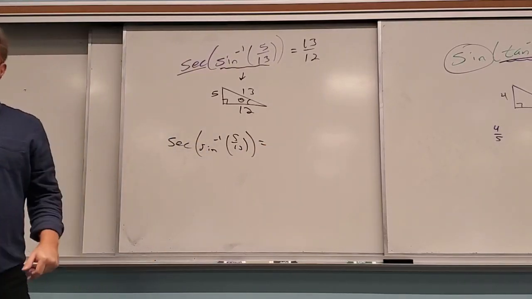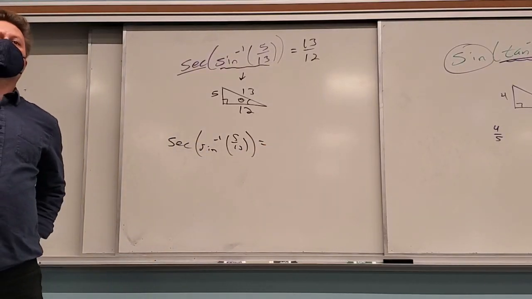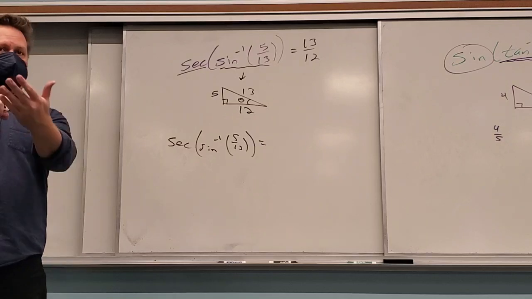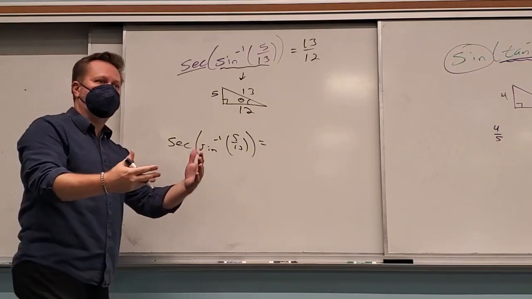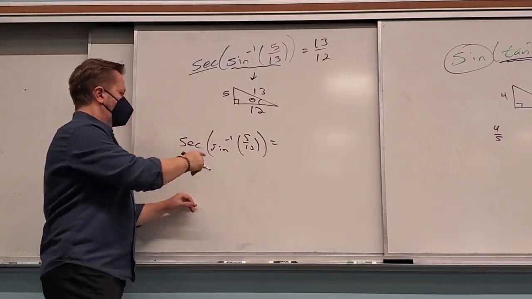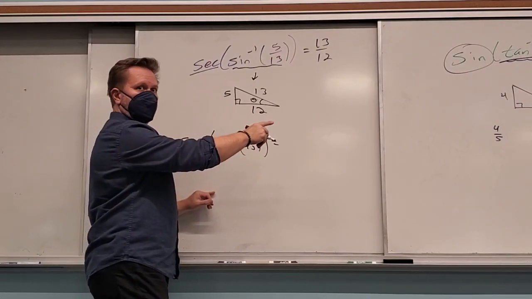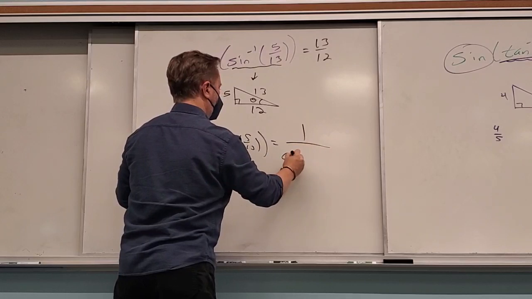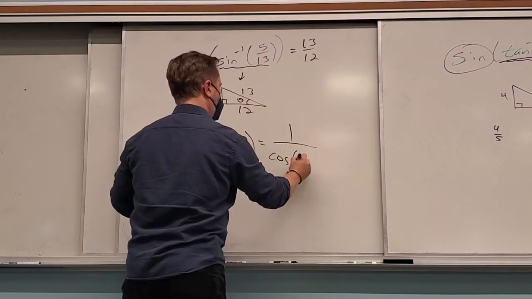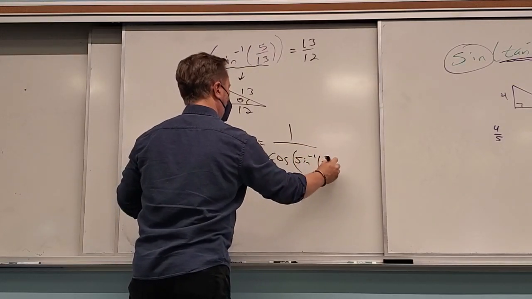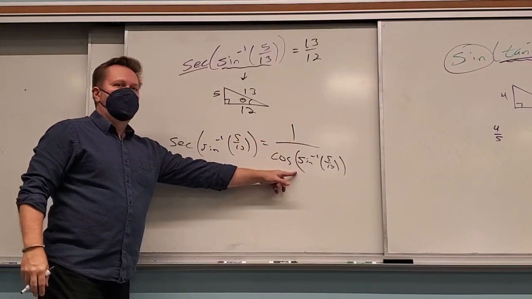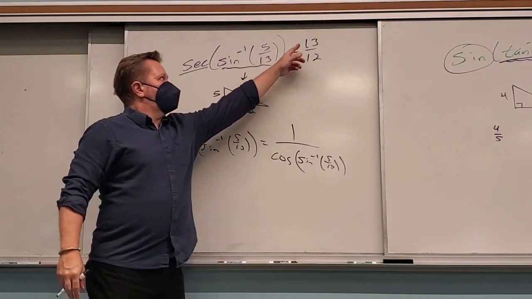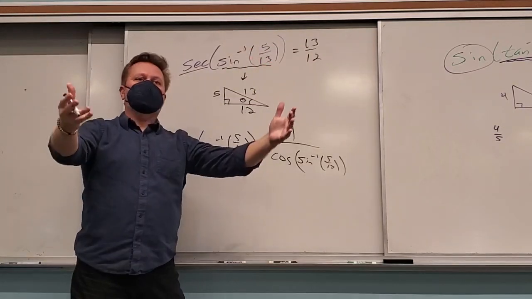Secant is related to which other trig function? And cosine is on your calculator, correct? Yeah. So I would love it if it could be a cosine question instead of a secant question. So what is secant in terms of cosine? So this will be 1 over cosine of this. So if you put that in your calculator, and then compare it to what 13 divided by 12 is, you can check your work, right?